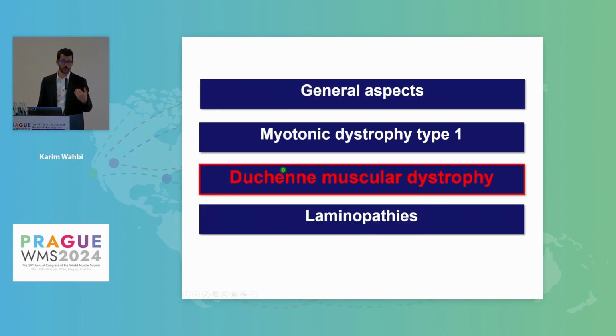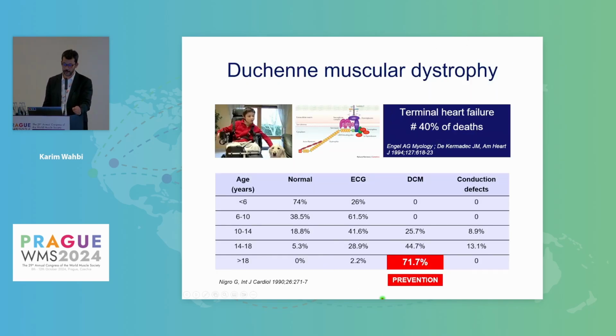I'll move on now to a second condition, which is also prevalent and at high risk for cardiac complications, which is Duchenne muscular dystrophy. And for DMD, the problem is completely different. These patients have quite a low risk for sudden death, but a high risk to develop terminal heart failure. And I will show you that prevention also works for heart failure.